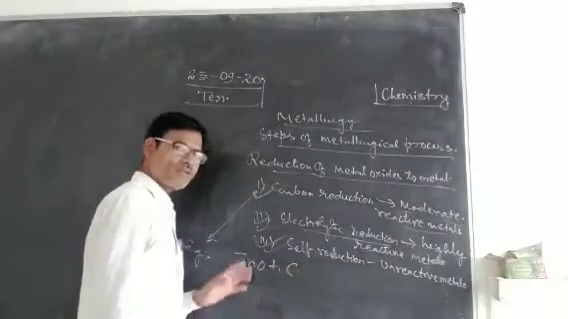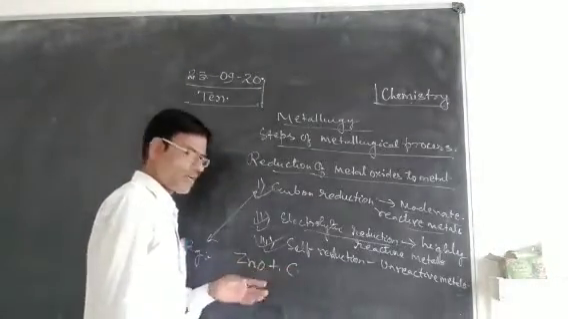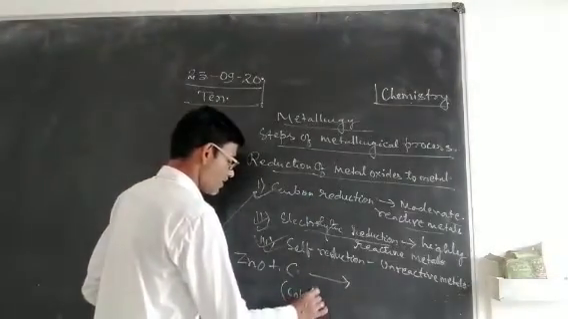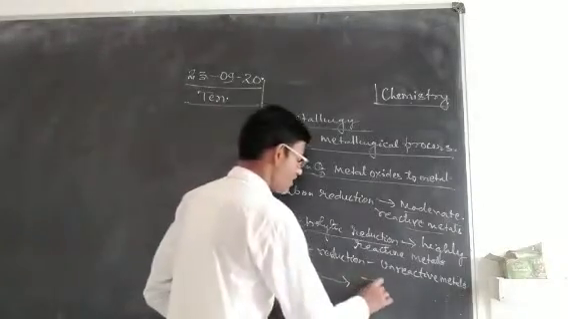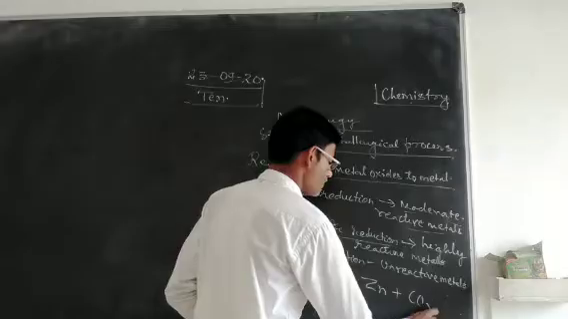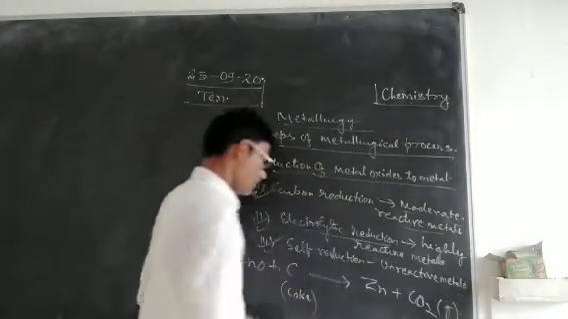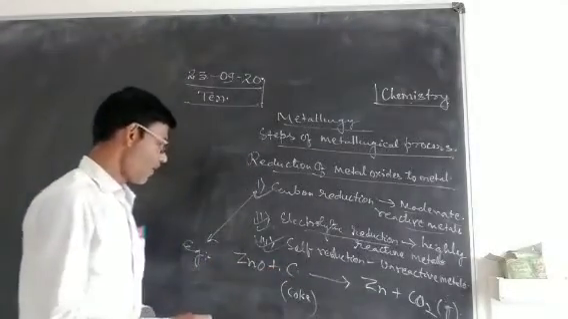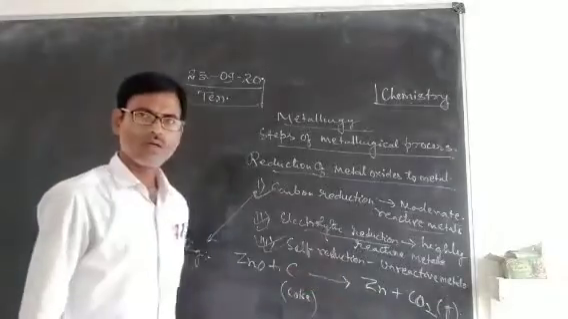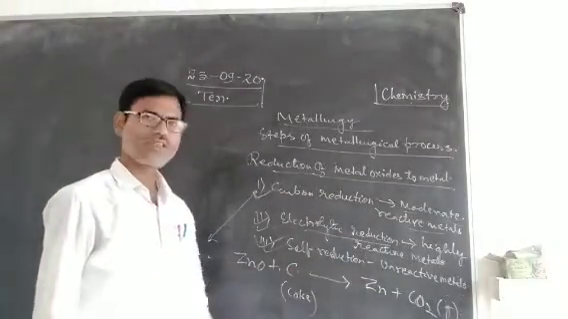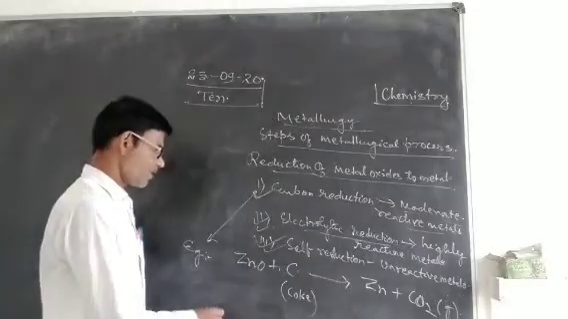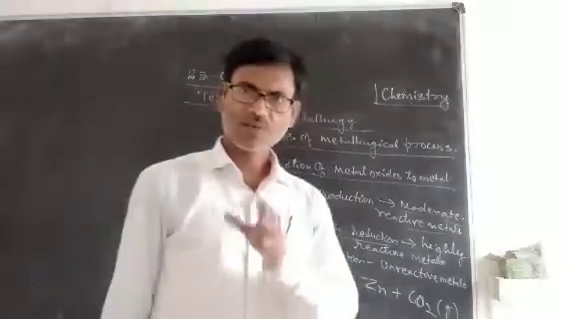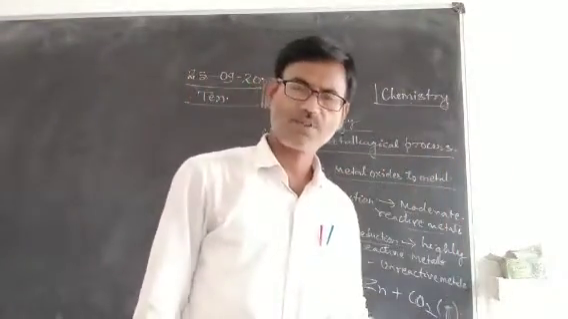The reaction of reduction takes place in this way. The carbon takes oxygen from zinc oxide and reduces zinc oxide into zinc. This is how reduction takes place. Reduction of zinc oxide into zinc takes place by the method of carbon reduction. In other moderately reactive metals also this method is adopted.